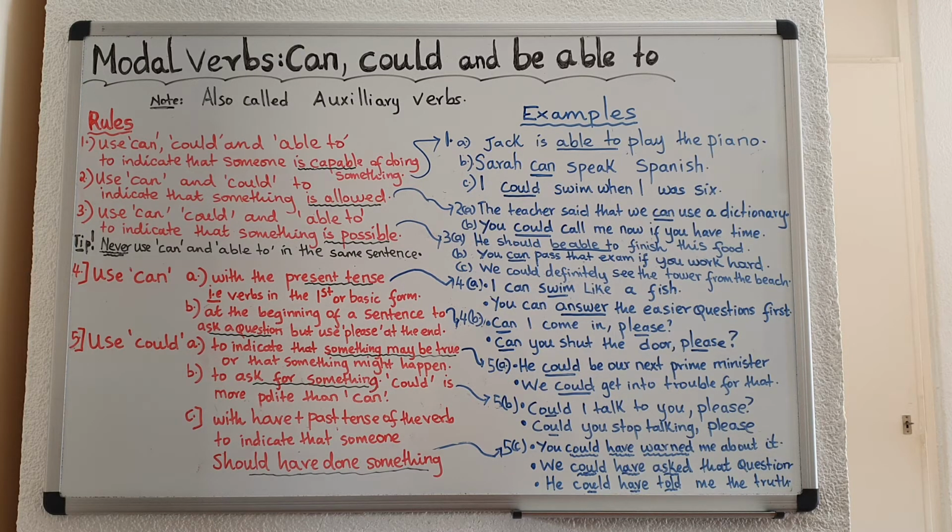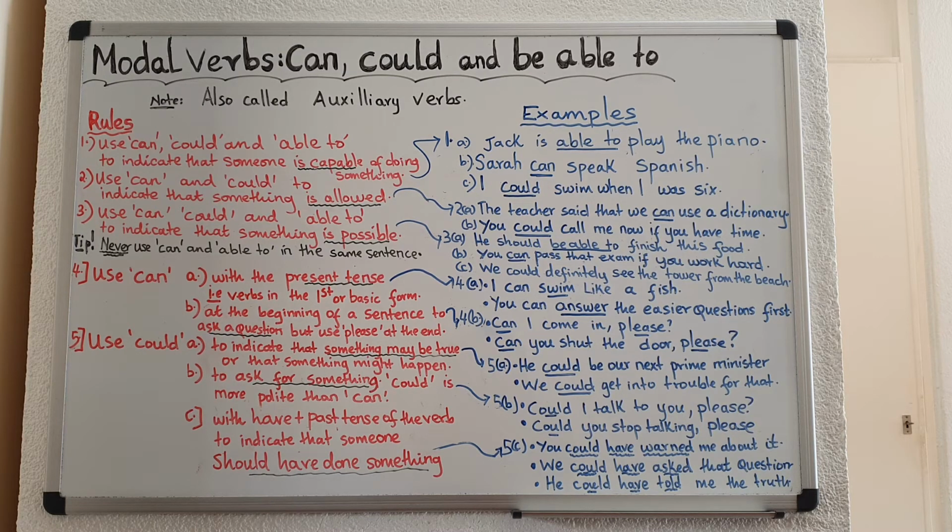We could definitely see the tower from the beach. So we are using the word could in that sentence to explain that from the beach, it is possible to see the tower. From the beach, if you're sitting at the beach or maybe you're standing around there, it is possible to see the tower. We could definitely see the tower from the beach.